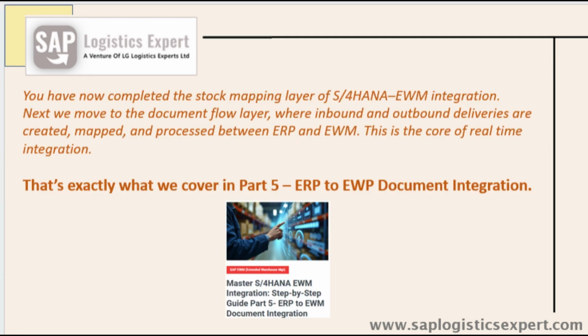You have now completed the stock mapping layer of S/4HANA EWM integration. Next we move to the document flow layer, where inbound and outbound deliveries are created, mapped and processed between ERP and EWM. This is the core of real-time integration. That's exactly what we cover in Part 5, ERP to EWM document integration. So continue to Part 5, because once you understand document mapping, you will be able to troubleshoot any integration issue in seconds.